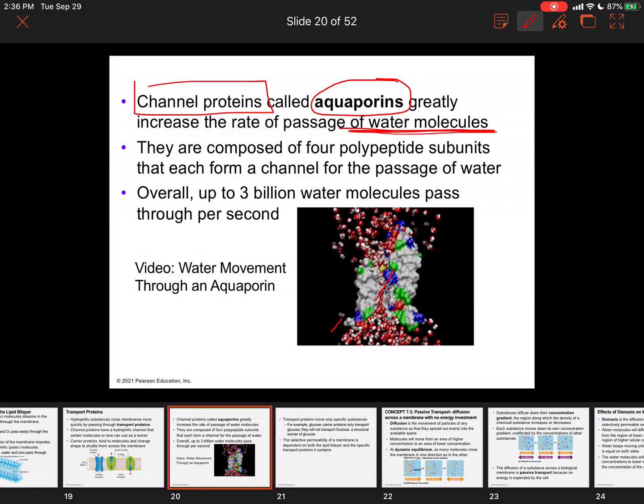Okay, so aquaporins will move water. That is still going to be passive transport, so it's not going to require energy. It will be free for the cell to do that, but it's going to have to move those water molecules through an aquaporin because water molecules are polar. They have a charge.